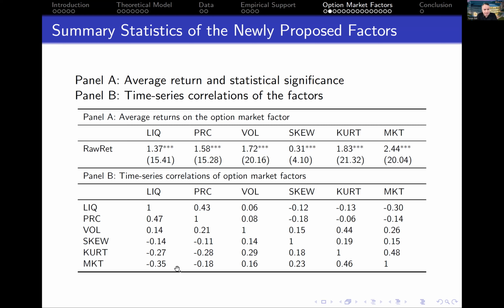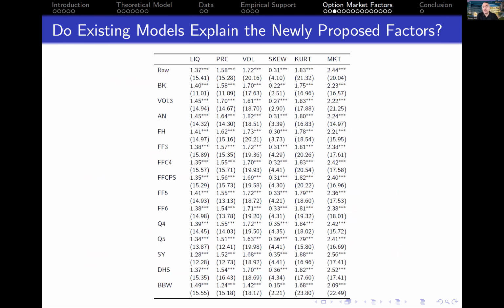And if you look at the correlations, the correlations between the 5 factors are relatively small, indicating that we are capturing a wide variety of risks in the options market. But their correlation with the market factor itself is high, especially the kurtosis factor and the liquidity factor, and these factors also have reasonable, decent economic size, meaning the market factor could actually be a mixed bag of these factors, right? So we are actually capturing these factors and the market factor.